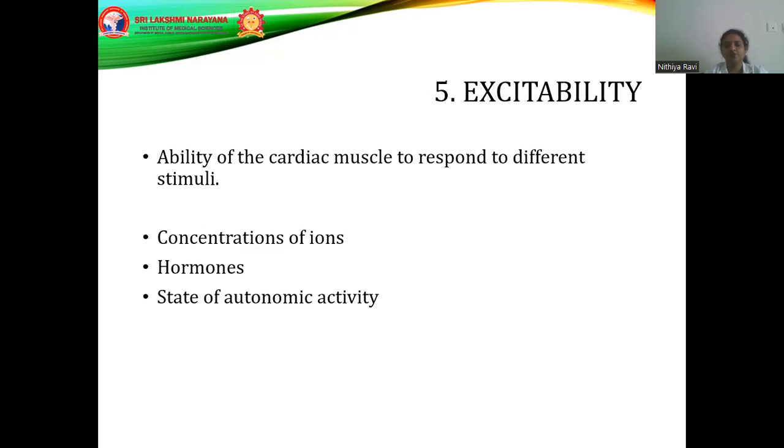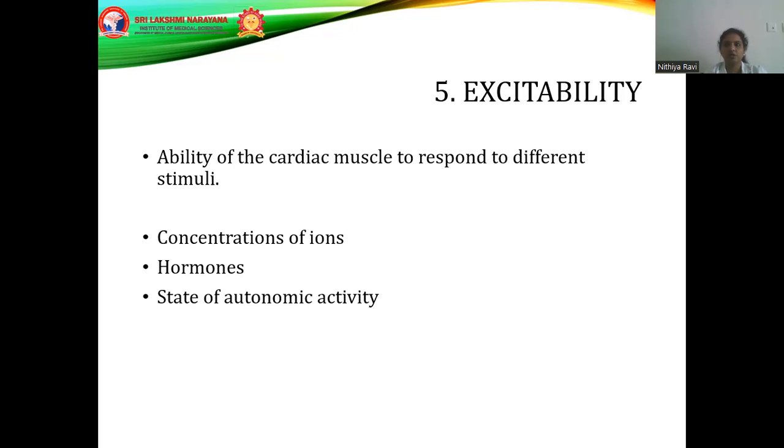The fifth property of cardiac muscle fibers is excitability. So what do we mean by excitability? It is the ability of the cardiac muscles to respond to different stimuli. So what are the stimuli that it can respond to? It can either be an electrical stimulus, where the concentration of the various ions acts as the stimulus, or it can be hormonal stimulation in the form of hormones which cause increase in heart rate, decrease in heart rate, increase in contractility, decrease in contractility.